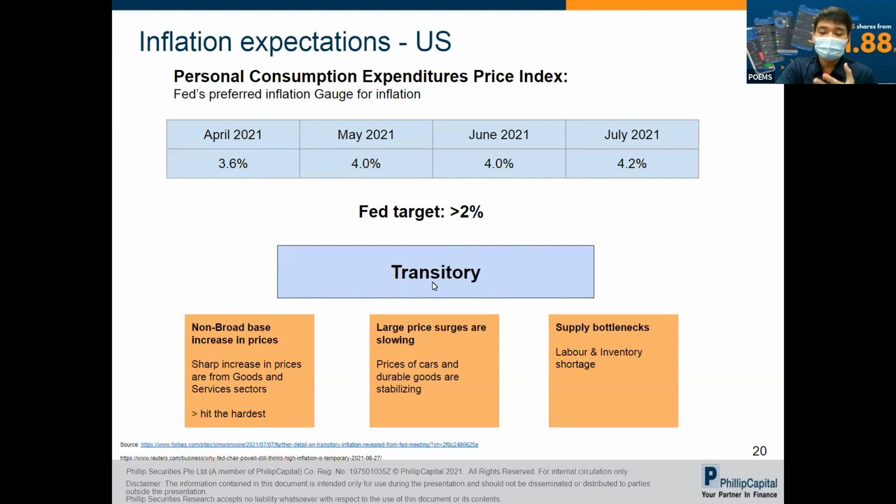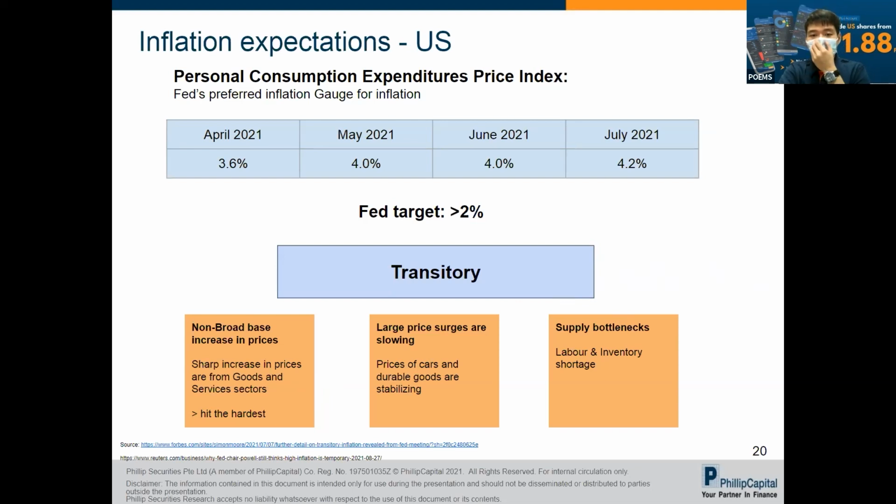The reason they believe inflation is transitory is these three reasons. The first is that the increase in prices is not broad-based. It is mostly from sectors that were hit the hardest during COVID, mainly the goods and services sectors. The second reason is that large price surges in durable goods like furniture and cars are stabilizing. And lastly, the increase in prices came from supply bottlenecks, such as labor and inventory shortages. They believe that once the labor market improves and inventory shortages start to dwindle, inflation should stabilize and come back down.